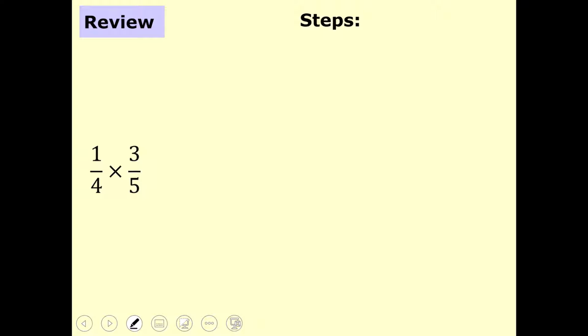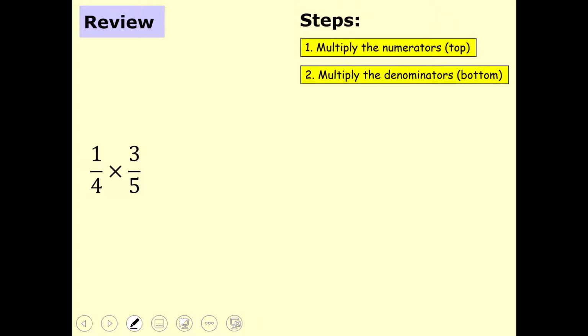Previously when we've looked at multiplying fractions, for instance 1 over 4 times 3 over 5, we've had two steps. We've said to multiply the numerators together, which is the top numbers, and then multiply the denominators together. So I would do 1 times 3 is 3, and then 4 times 5 is 20. And that was your final answer. Today we're going to take it a little step further with the need to simplify.